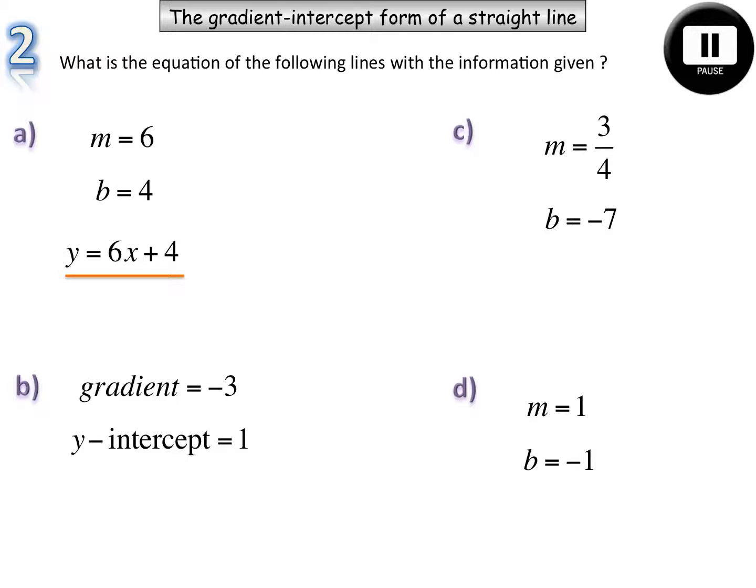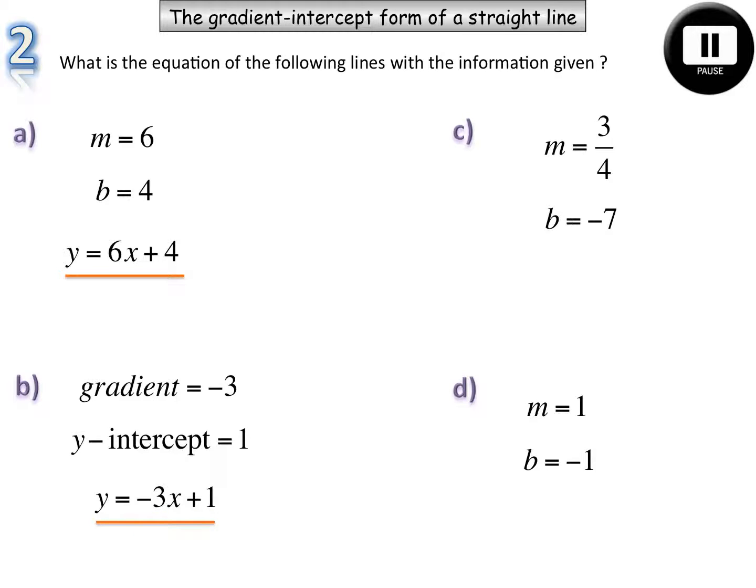Okay, the next one is, instead of writing m equals, I've got gradient equals. They mean the same thing. So gradient and m, they're the same thing. So y equals mx plus b. So that's our information put in our y equals mx plus b formula.